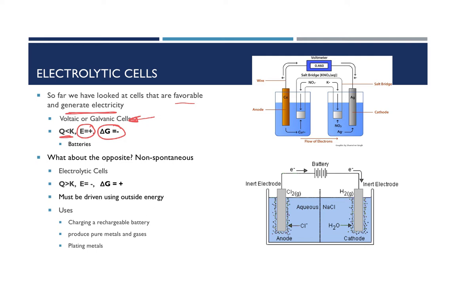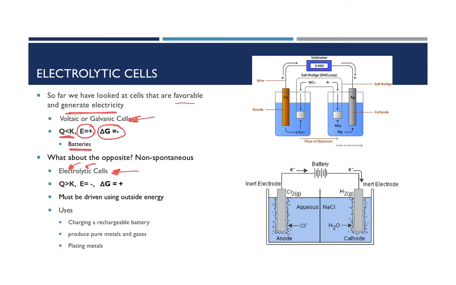In this particular situation, a real life practical application is batteries. This is how batteries work. But what about the opposite, non-spontaneous or not thermodynamically favorable? Well, we refer to these cells as electrolytic cells. Electro means electricity, and lysis or lytic means division. So this is division of things using electricity, which is where it gets its name.